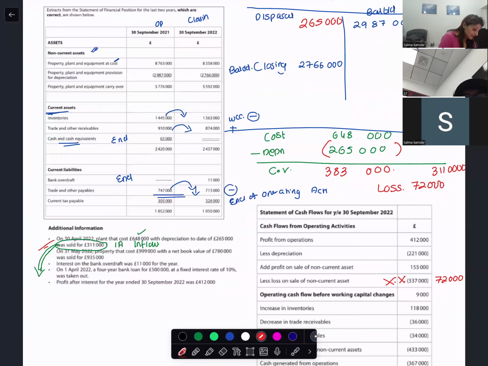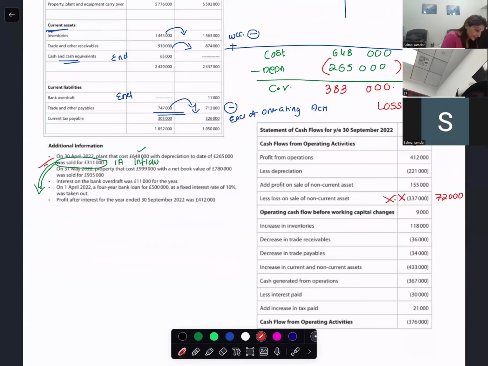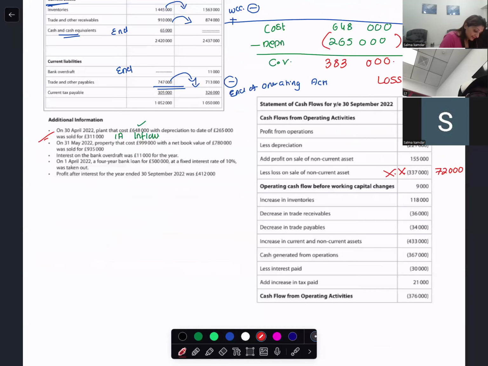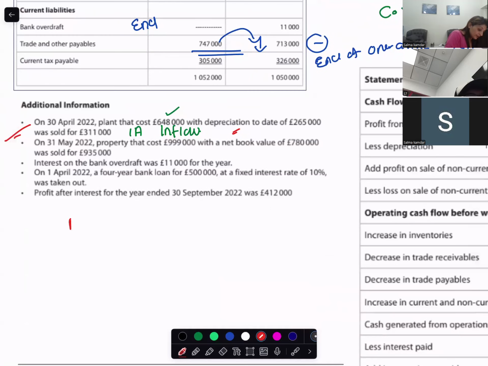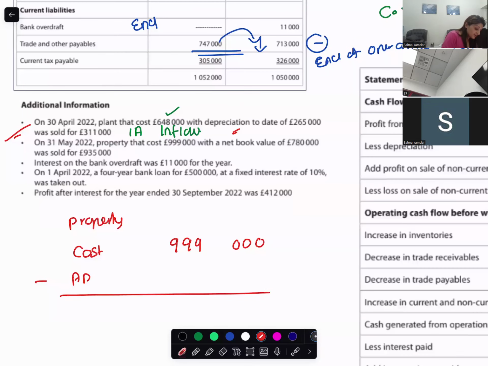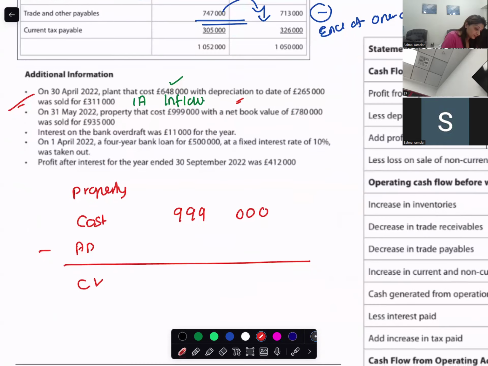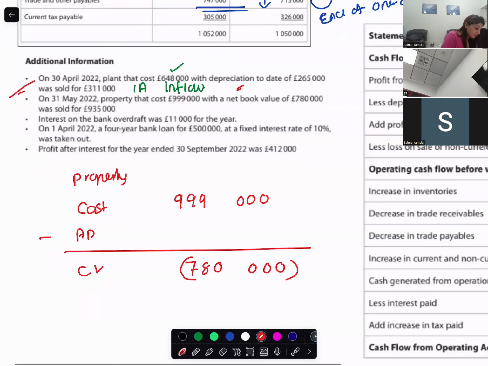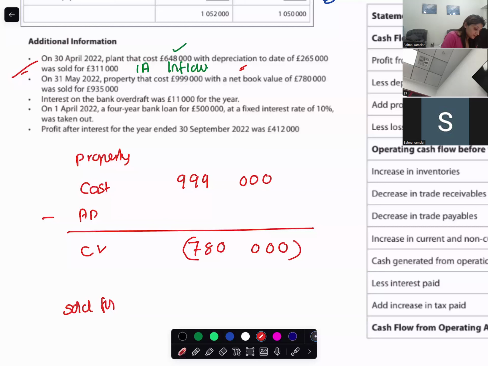Now the second information, come on. Again, it is related to plant only. Property. Okay, come on. The cost is 999,000. Property with cost is how much? 999,000, minus accumulated depreciation will give me carrying value. So book value is how much? Given that the book value is 780,000. Sold for how much? It was sold for 935. Okay, what is the accumulated depreciation?